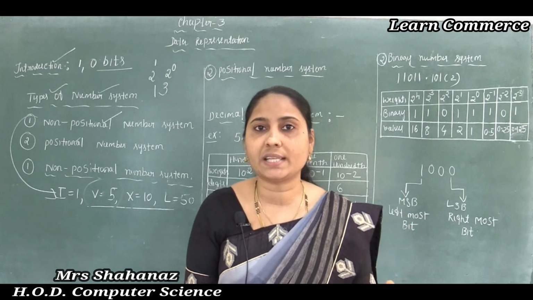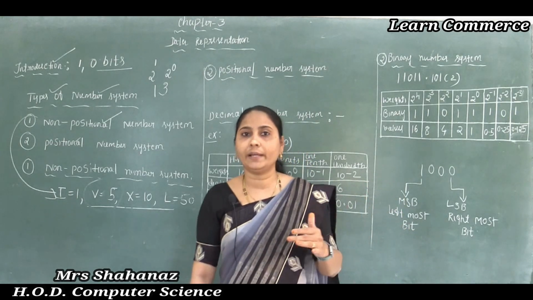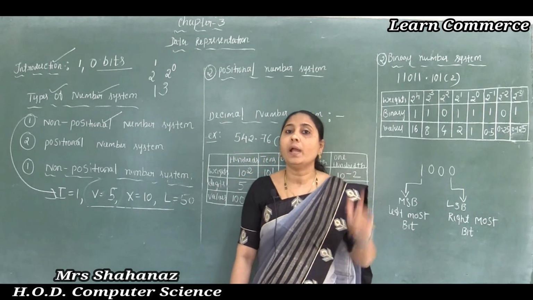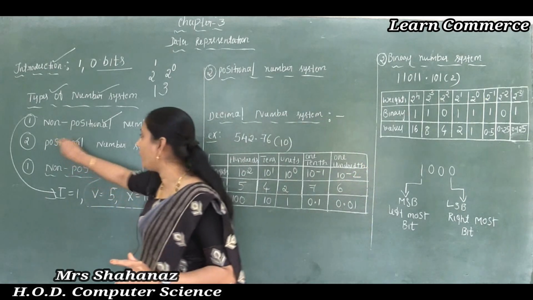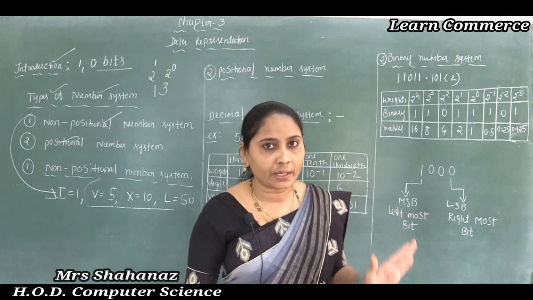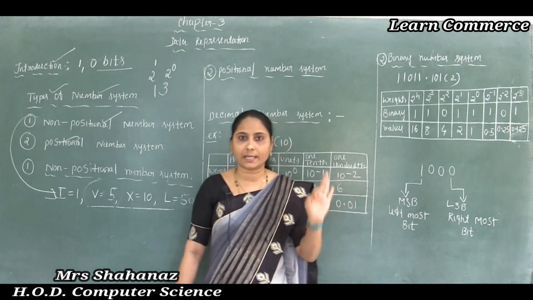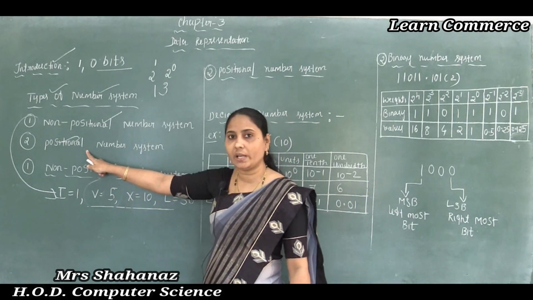Because of some disadvantages of the non-positional number system, another number system was introduced. The other number system is called the positional number system. Understood? Now we are on the second type of number system. I have selected the second type, that is our positional number system.